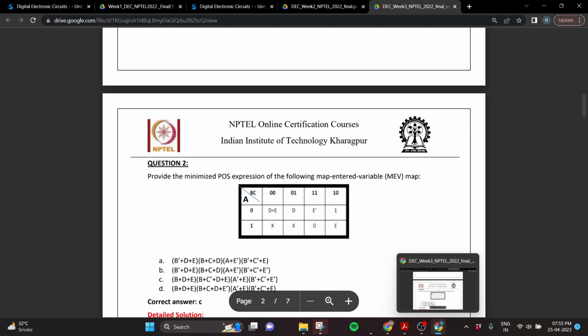A bar A, B bar C bar, B bar C, B C, B C bar. Okay, what are the entries? D dot E, D dot E. Sorry, can you repeat? Sir, first one D dot E, D dot E.